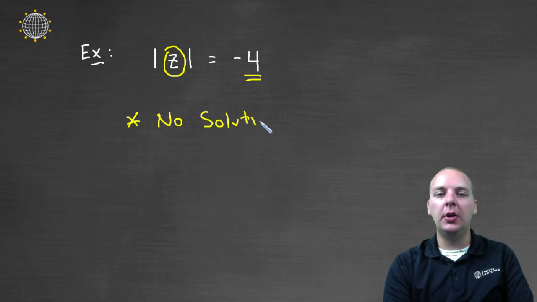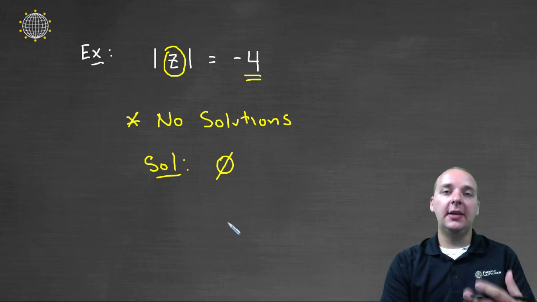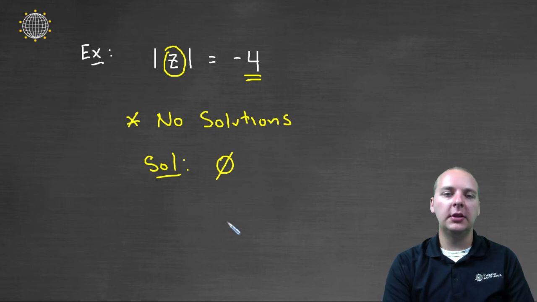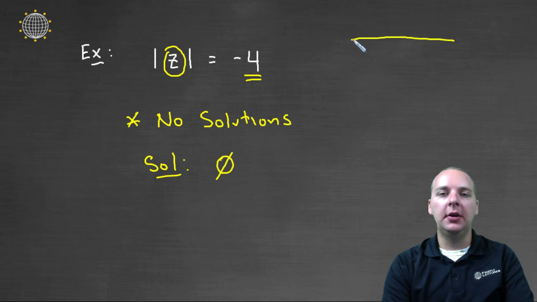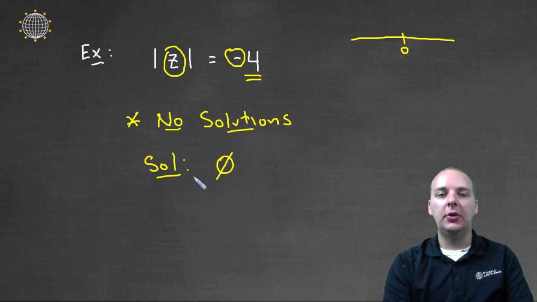This is one way you can say this. You could say that the solution, if you really wanted to write it as a solution, would be the empty set, which basically means it's a set of answers that has nothing inside of it. So there are no answers, in other words. And so that's pretty much it. And again, that's clear because when you look at the number line, you can't have a distance of -4. Now, equal to +4, that's another story, but this one has no solutions.